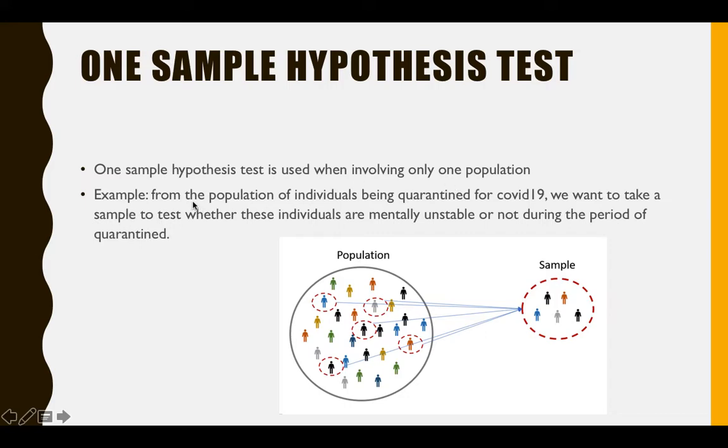Let's see, for example, from the population here, which consists of individuals being quarantined for COVID-19, we want to take a sample to test whether these individuals are mentally unstable or not during the period of quarantine. So we are making a test on the population based on a sample that we draw from the population.